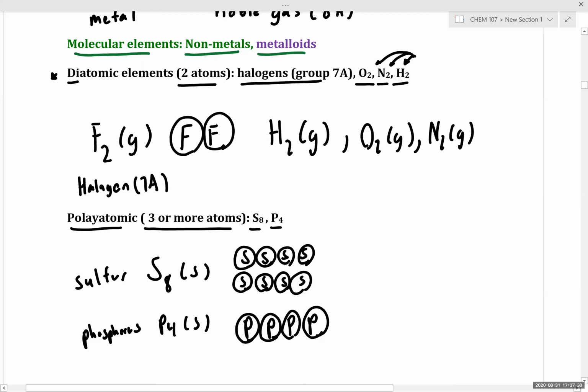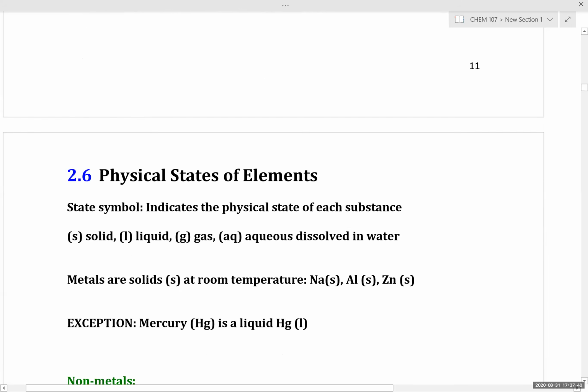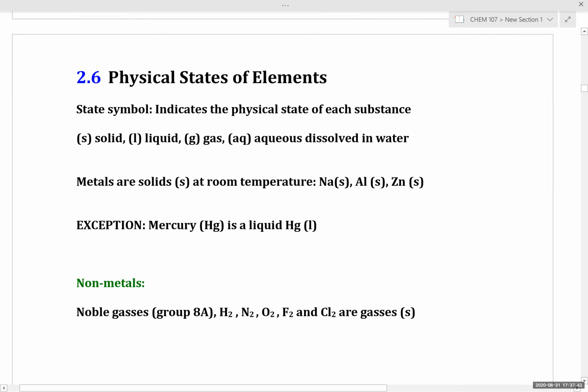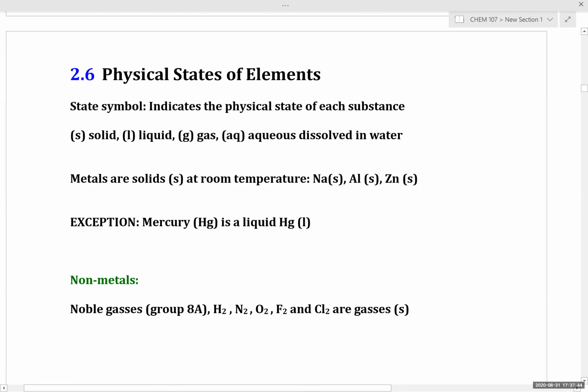If not, let's continue on now. Let's start looking at the physical states of elements. The state symbol indicates the physical state of each substance: S for solid, L for liquid, G for gas, and AQ for aqueous, which essentially just says dissolved in water.